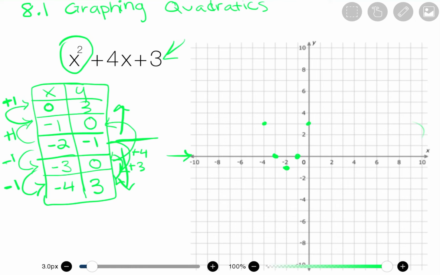So now that we have our 5 points, it's going to be really easy to draw this graph. We're just going to go up, and we're just going to go in this way up infinitely. And that's how you graph a quadratic.